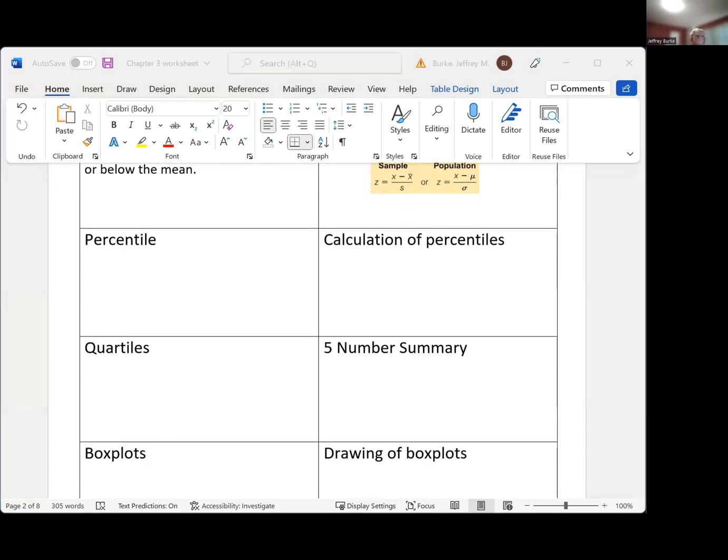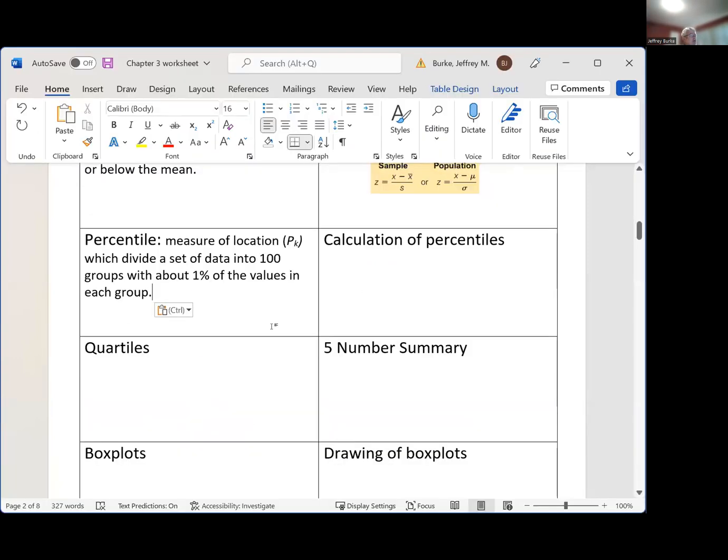A percentile, that's another measure of position. And when we're looking at measures of position, what we're essentially doing is taking a look at the relationship of one value and its position in relation to the rest of the data. And there are certain ways that we can look at it. So a Z-score measures the distance from the center. A percentile is a measure of location, the P sub K, which divides the set of data into 100 groups with about 1% of the values in each group, which doesn't make a whole lot of sense until we see that. This is as it comes in the book.